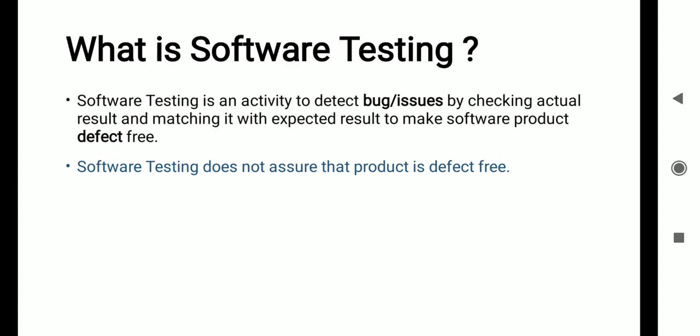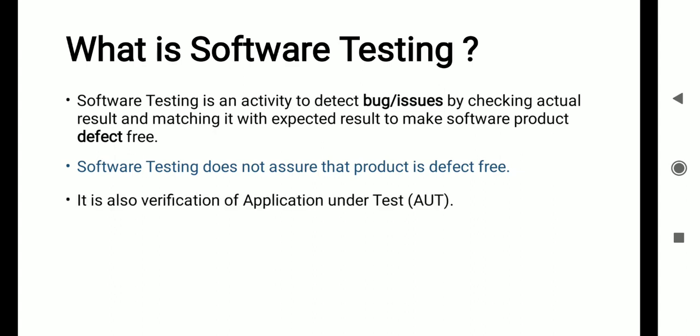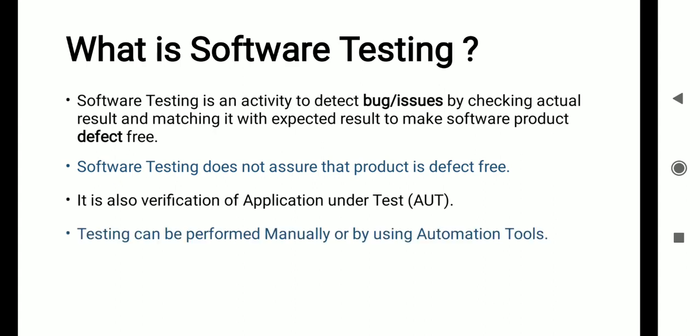Software testing does not assure that the product is defect free. It is also verification of the application under test. Testing can be performed manually or by automation tools. Most probably when you are a fresher, you have to know the manual concepts to test the software, and then as you gain experience, you will be using automation tools, where automation tools are basically used to save time and effort of manual testing.